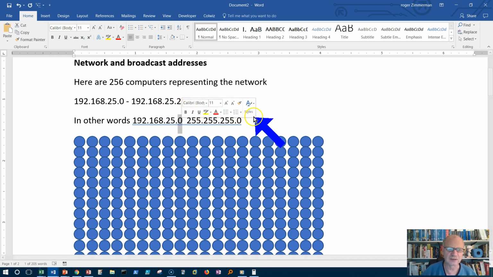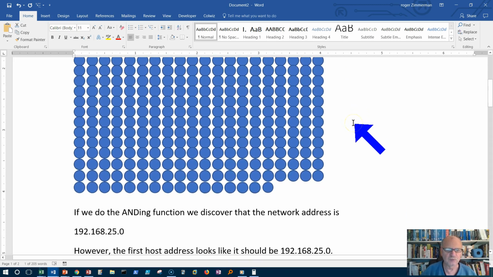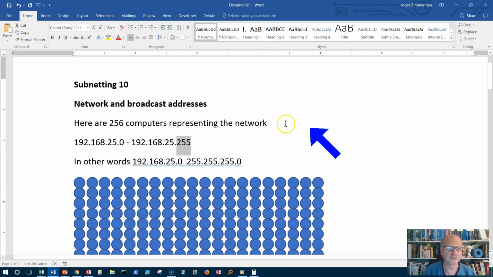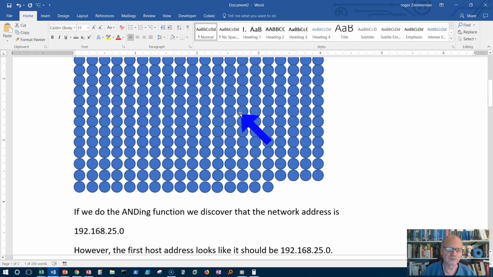I'm showing all. I'm assuming that we can use all of these. We can use 0, 1, 2, 3, 4, 5, and so on, all the way up to 255. So everything from 0 to 255 might be one of these hosts here. Well, if we do this ANDing function that we did in the last video, or was it the one before that? Yeah, the ANDing function in the last video.